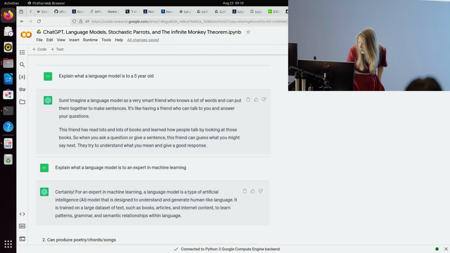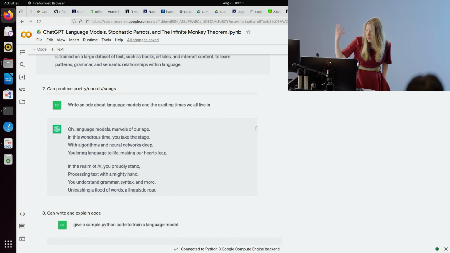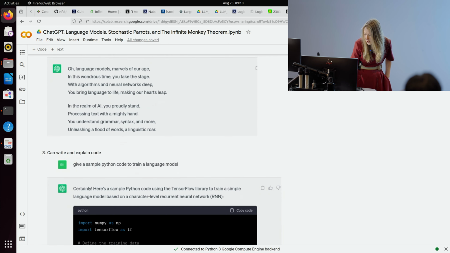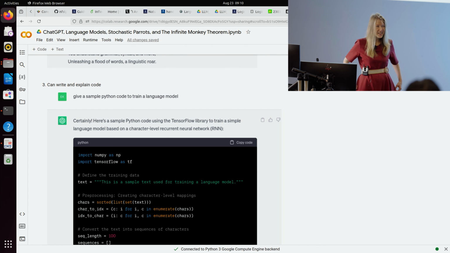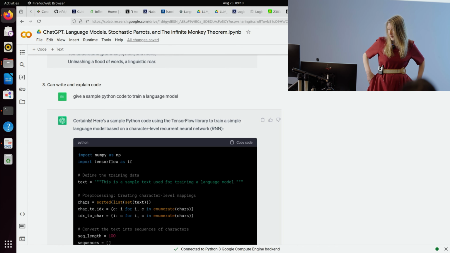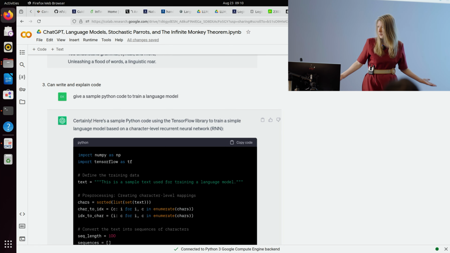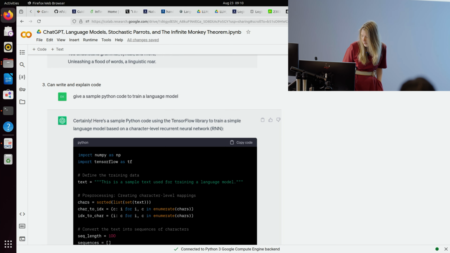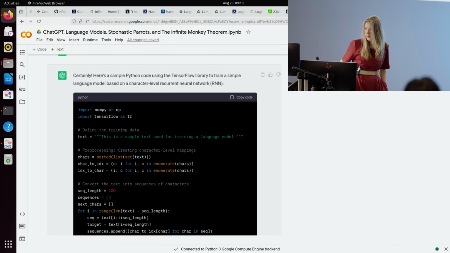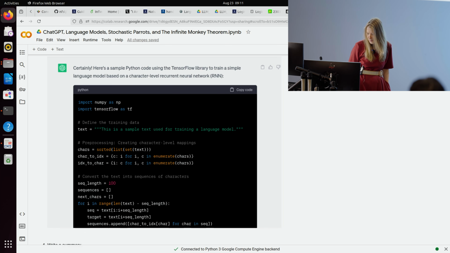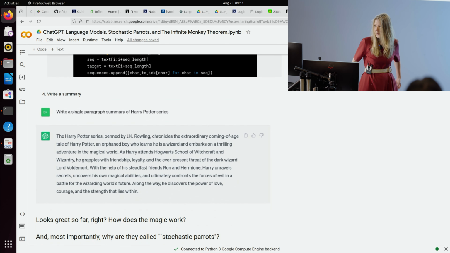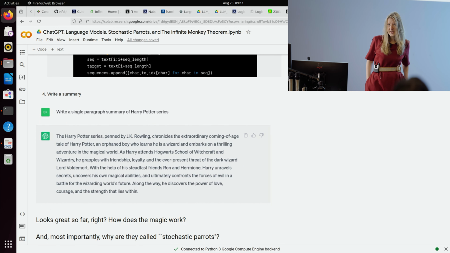And that's not the only thing it can do. It can also generate poetry, songs. It can also generate code, surprisingly. So it can generate, for instance, a basic language model using neural approaches, such as a recurrent neural network, and it can provide this code in Python. But be careful, it's not often correct. Sometimes it might be misleading, and we'll discuss this later. Or it can even produce a summary of a book. For instance, we can produce a single paragraph summary of Harry Potter.